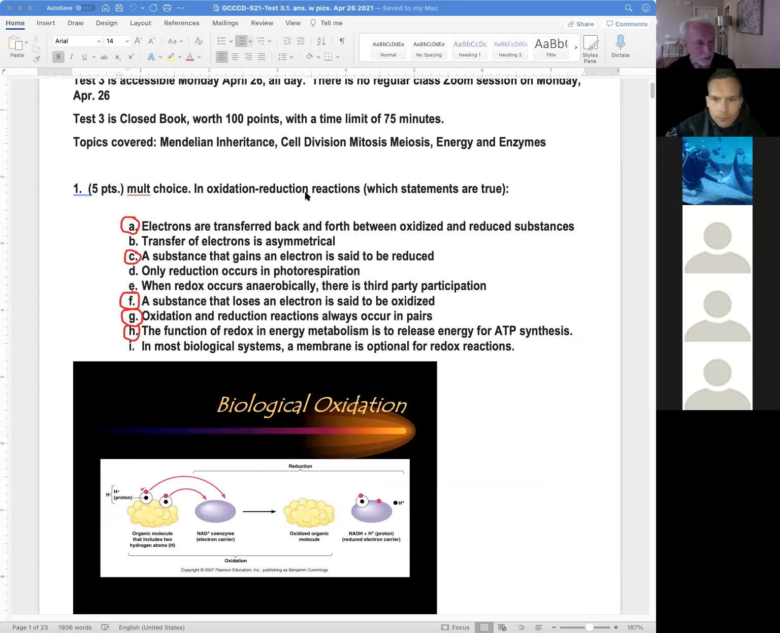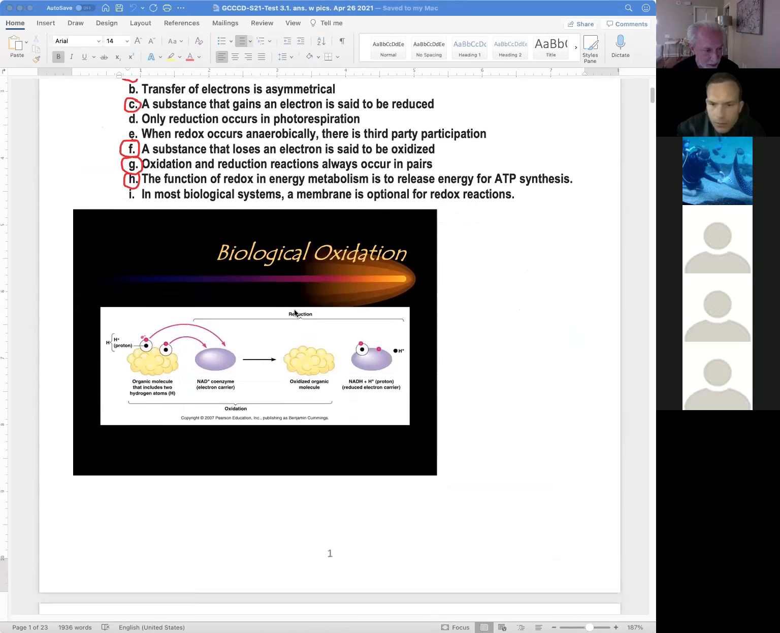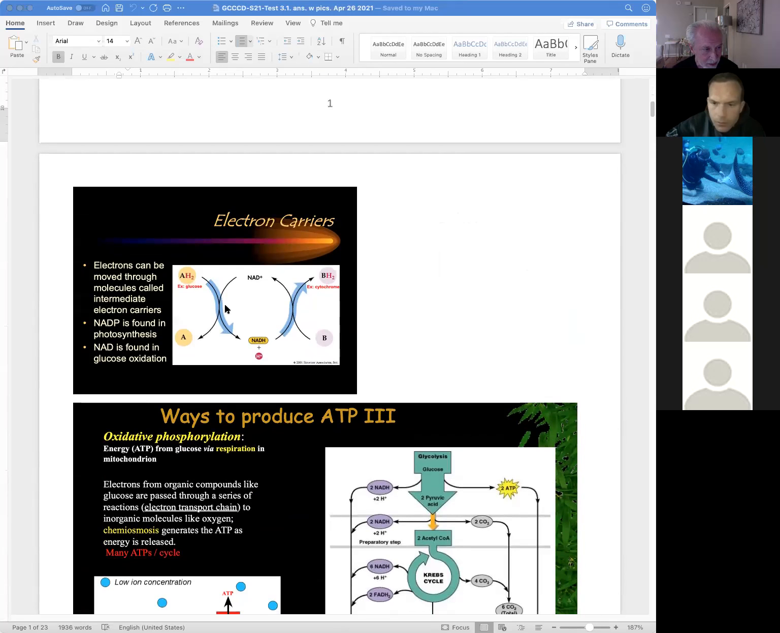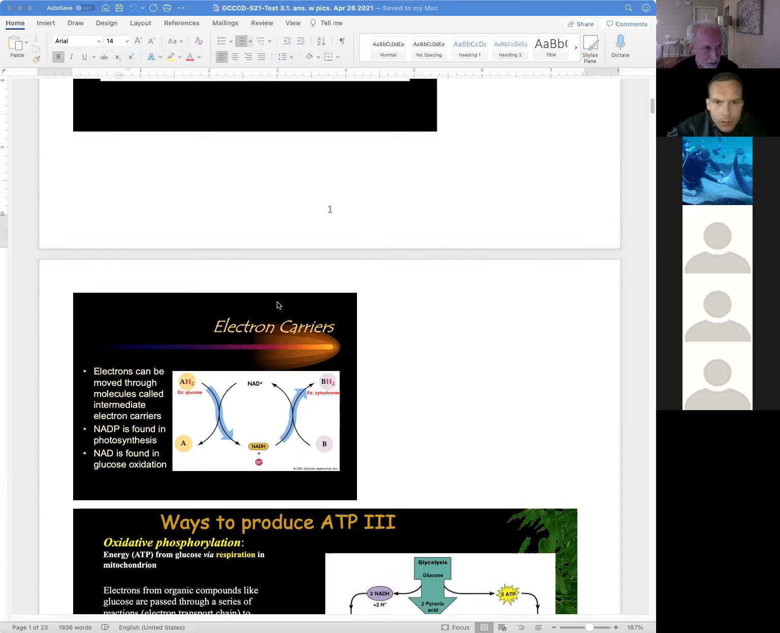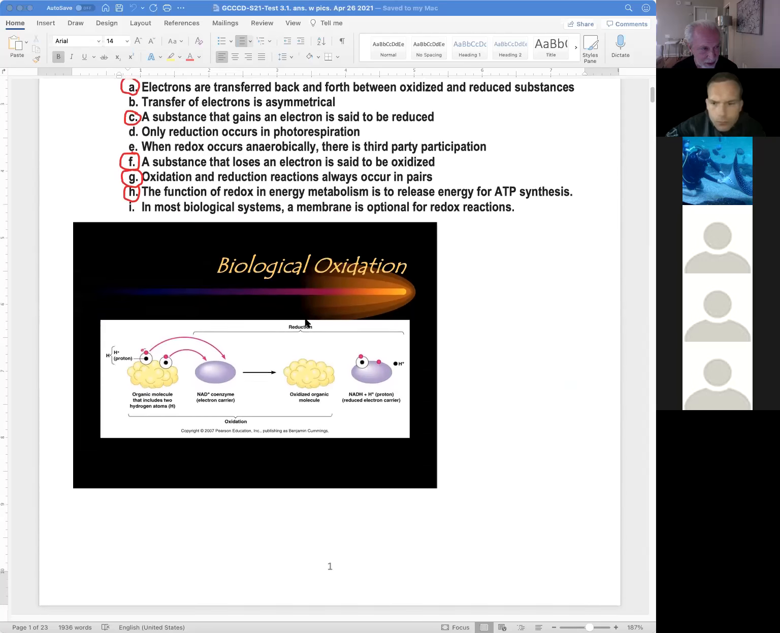So which statements are true? Electrons are transferred back and forth between oxidized and reduced substances. A substance that gains an electron is reduced, but loses an electron, it's oxidized. And these reactions always come in pairs, like this. If one happens, the other one also happens. And finally, the function is release of energy for ATP synthesis.